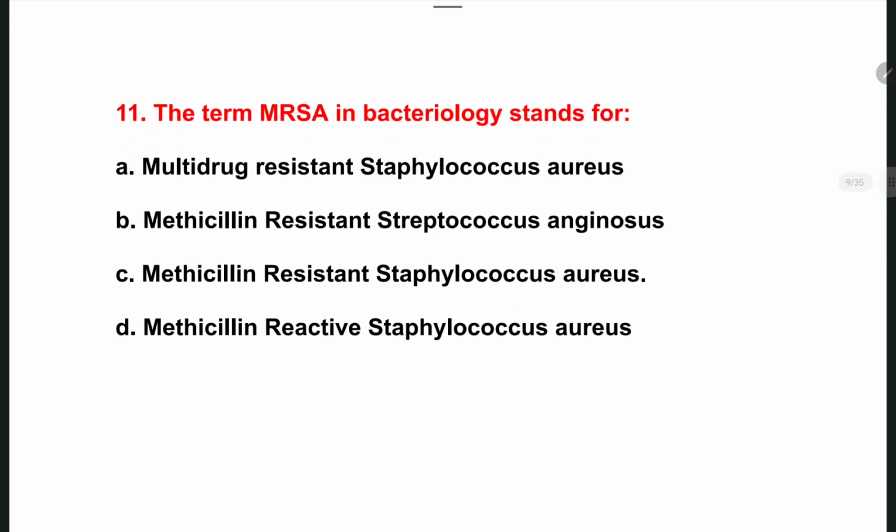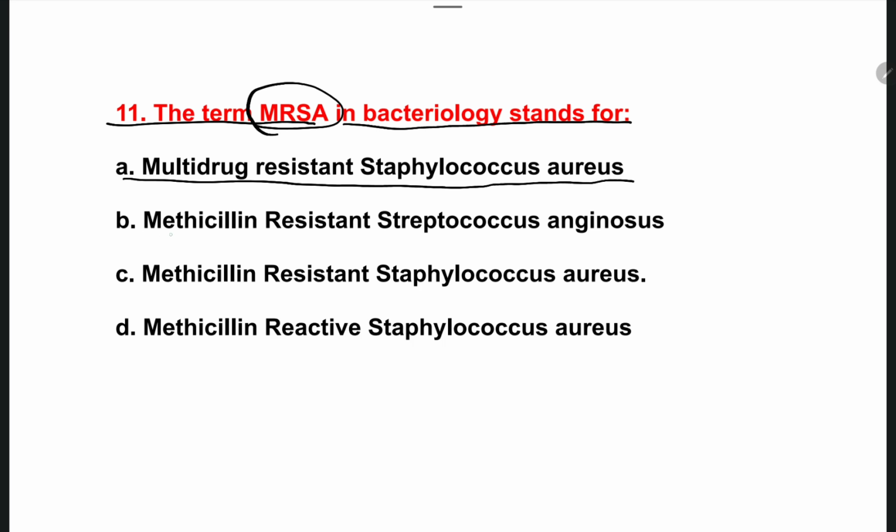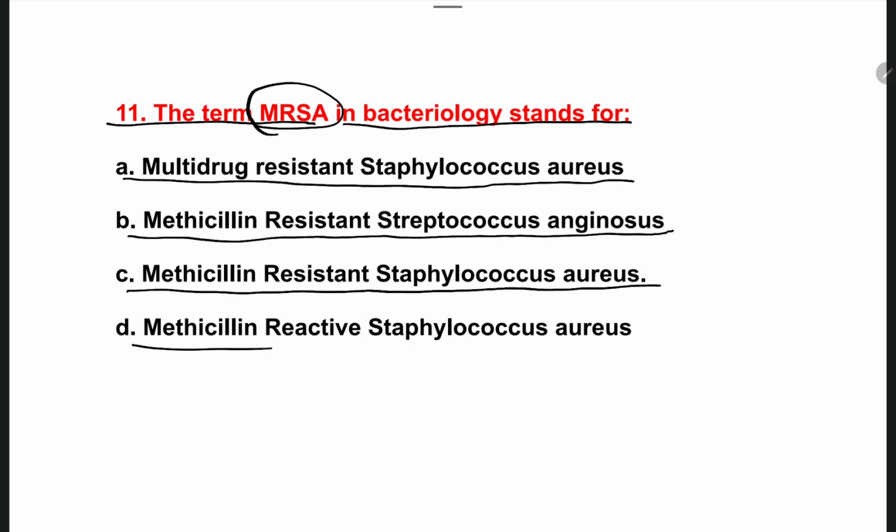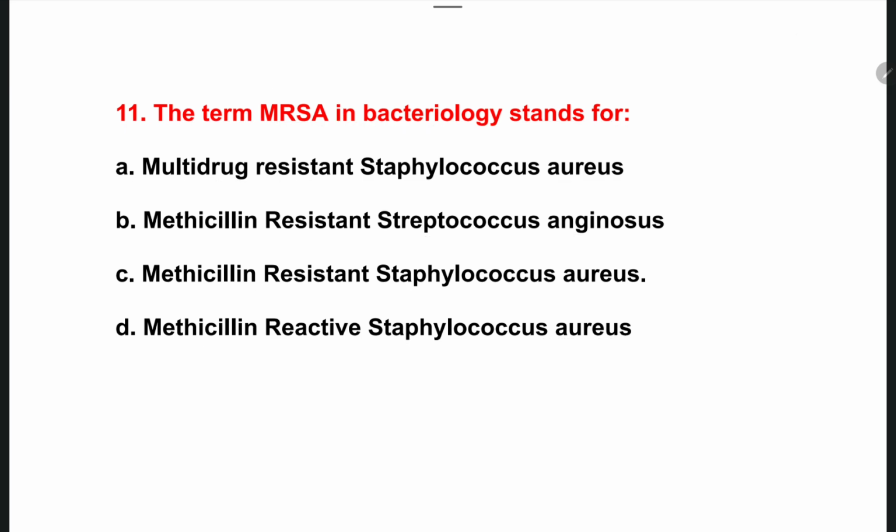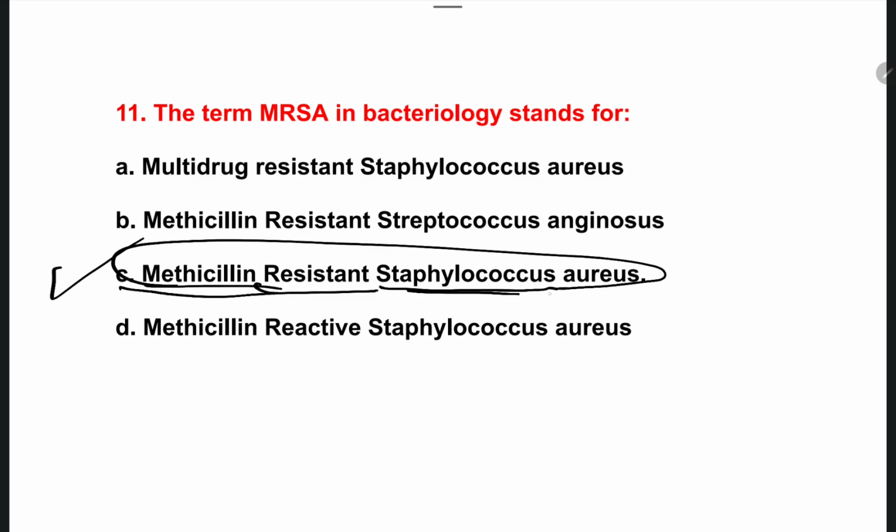The next one is: the term MRSA in bacteriology stands for multidrug resistant Staphylococcus aureus, methicillin resistant Streptococcus angioides, methicillin resistant Streptococcus aureus, methicillin reactive Staphylococcus aureus. So the right one is option C, methicillin resistant Staphylococcus aureus, MRSA.